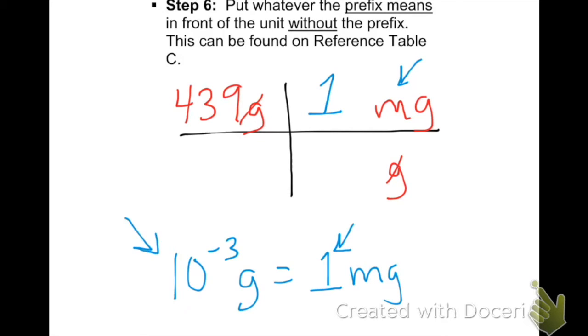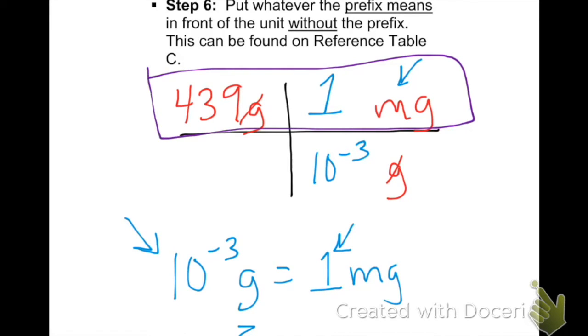Since we have a 10 to the negative third in front of our grams unit, we're going to put 10 to the negative third in front. And now, all we're simply going to do for our last step is to calculate. So, we're going to multiply the stuff on top and then divide by the stuff on the bottom. So we're going to multiply this and divide by that.